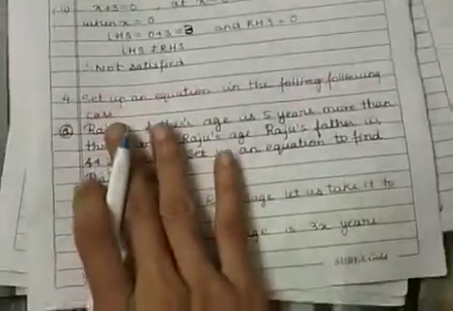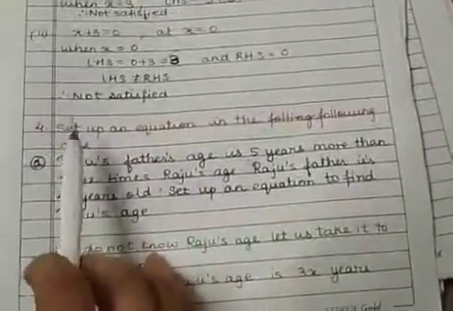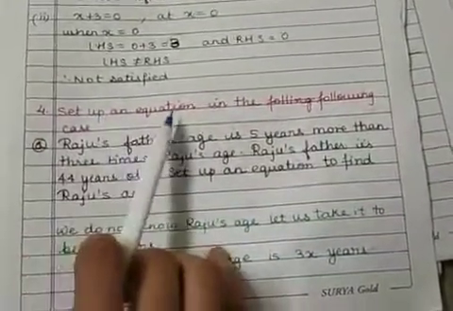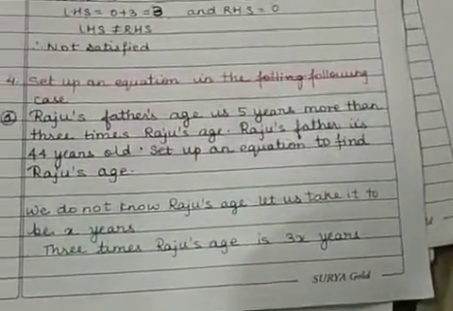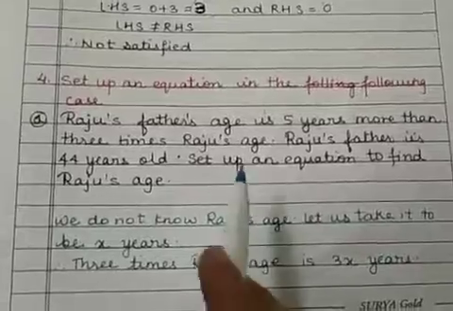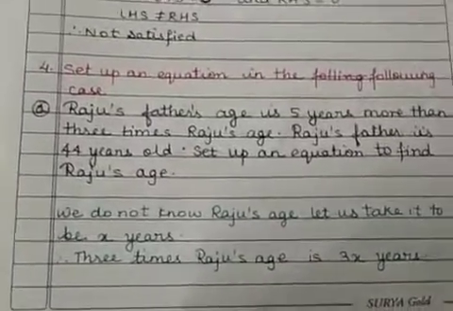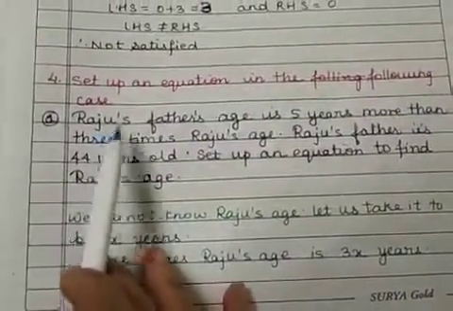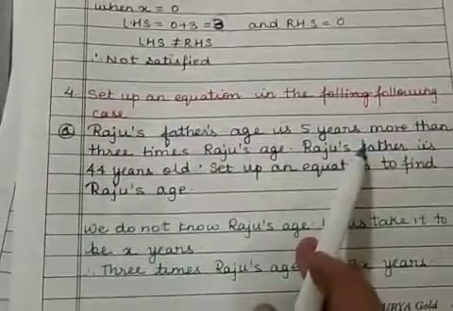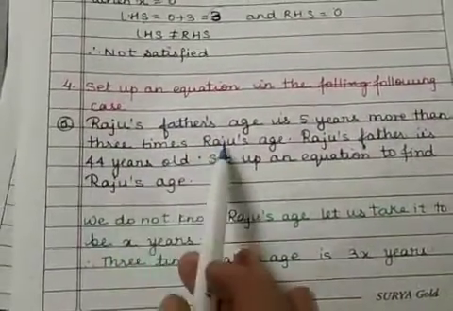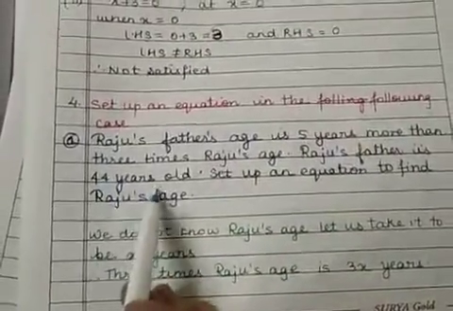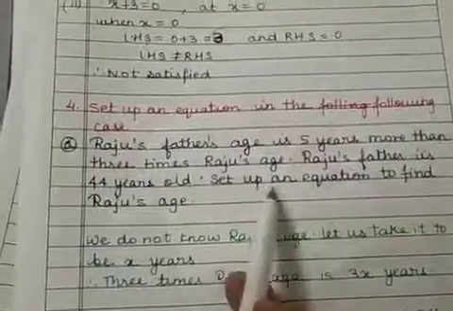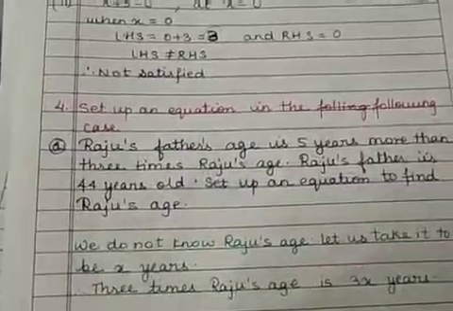Now let us see the fourth type. The fourth type says set up an equation in the following case. So you are given different cases and you are asked to set up an equation here. The first case is Raju's father's age is 5 years more than 3 times Raju's age. Raju's father's age is given to be 44 years old. Set up an equation to find Raju's age.